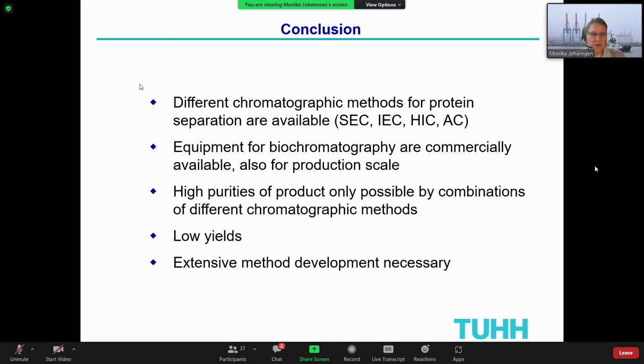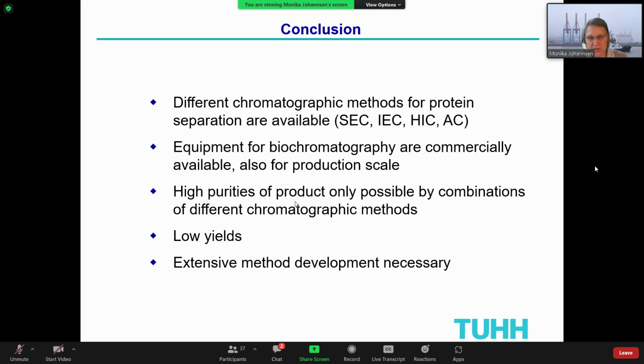Okay, so to conclude, there are different chromatographic methods available. These big four: size exclusion chromatography, ion exchange chromatography, hydrophobic interaction chromatography, and affinity chromatography. The equipment for biochromatography is also available commercially, and also at large scale, production scale. You might remember I showed these glass and acrylic columns also on very large scale, which can be used for biochromatography.